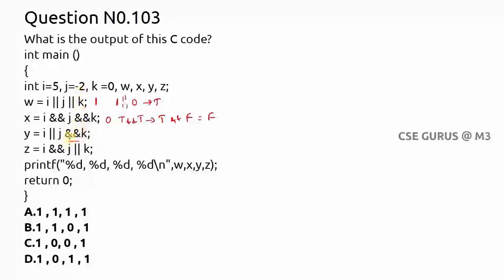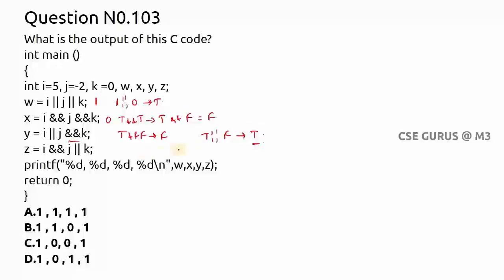So what is the J value? -2. -2 means non-zero, which is true. Double AND K value is 0, false. So true and false is always false. Now you need to go for I. What is the I value? 5, which is true. That means true or. Now what is the answer for J double AND K? False. So true or false is true only.